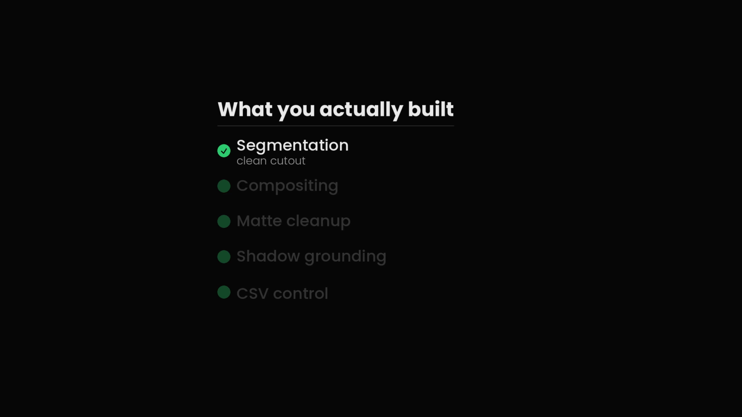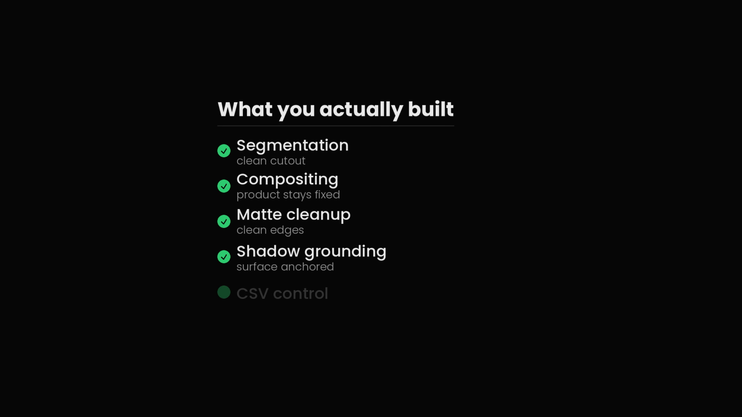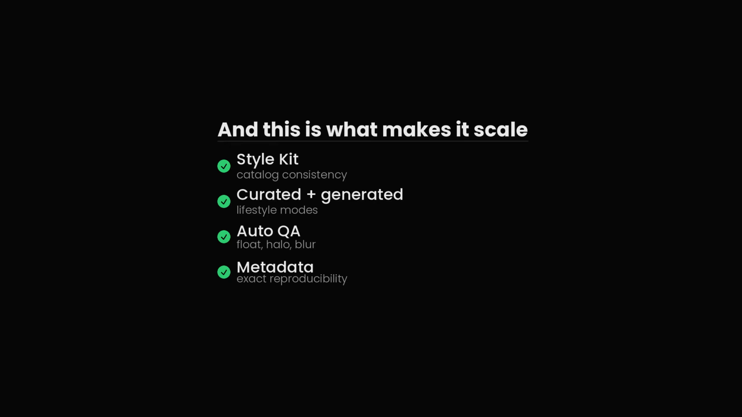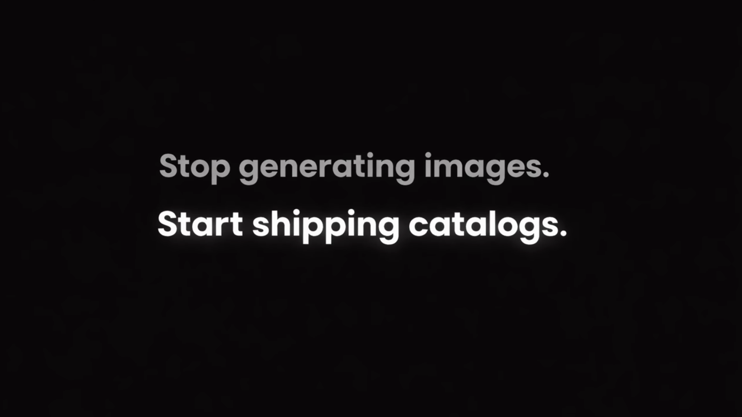Here's what you actually built. A pipeline that starts with clean segmentation, then keeps the product fixed while the scene changes. It cleans the matte, it grounds the shadow to the surface, and the whole run is controlled from the CSV. And this is what makes it scale. The style kit keeps the catalog consistent. Curated and generated modes give you range. Auto QA catches bad outputs before they ship. And metadata makes every good result exactly reproducible. That is the difference between generating images and building a system.